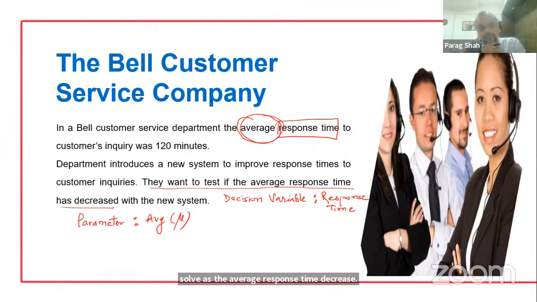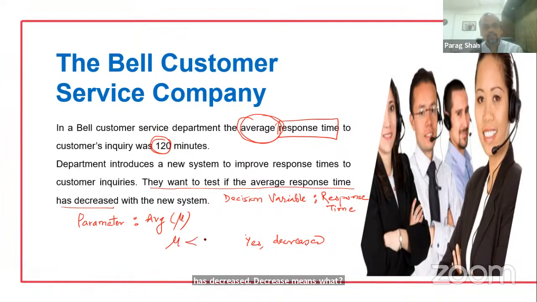What can be the answer to this? Yes or no? Either it has decreased or it has not decreased. You assume any one answer, your choice. Suppose we say that yes, it has decreased. What has decreased? Average response time has decreased. Then what was the first average response time? Average response time was 120. And now we are saying it has decreased. Decrease means what? Mu less than 120. Then only we can say it is decreased. That is mu less than 120.